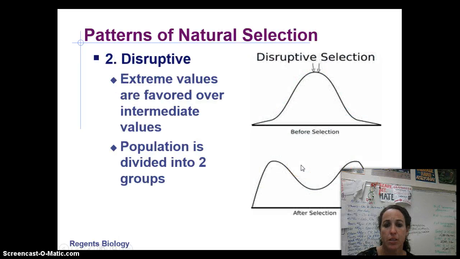The next one is called disruptive. Disruptive selection means that the extreme values are favored over the intermediate. So it's the same thing. The original graph starts off the same. We have small beaks, we have medium beaks, and we have large beaks. But now for some reason, something happened in the environment where the organisms with the medium beaks are not surviving. So it's divided into 2 groups. So you have a group with small beaks, and you have a group with large beaks, and you have very few with medium beaks. Okay, so that's disruptive because you're disrupting the curve.